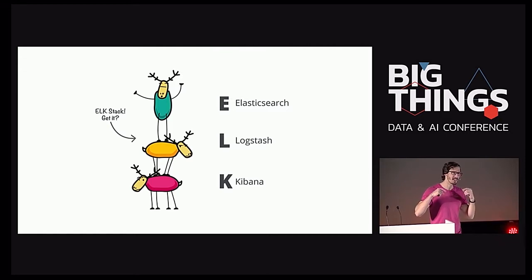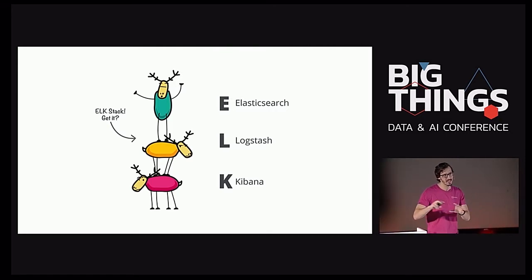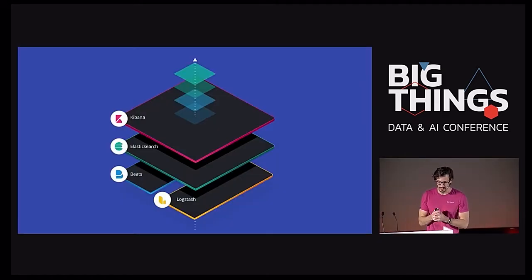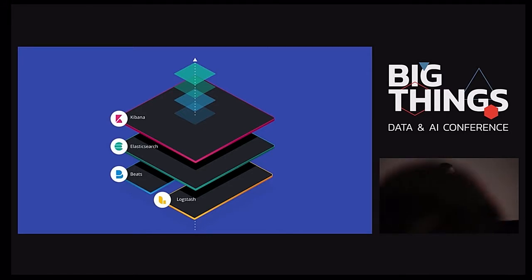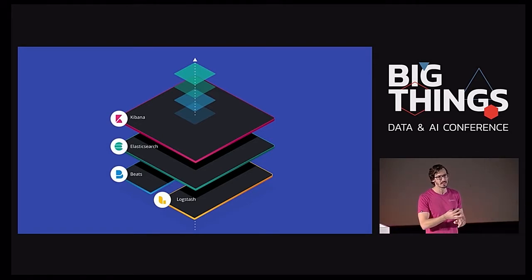And that's kind of the idea of this talk, that we want to go a bit further than just the classical logs, because the stack can do a lot of other things. And we want to take a look at that. A more recent picture of the stack would look something like this. We have added Beats, but we have added lots of other components as well. For example, we have tracing now, but there is also security with SIEM. And there are many other things in this stack, basically.